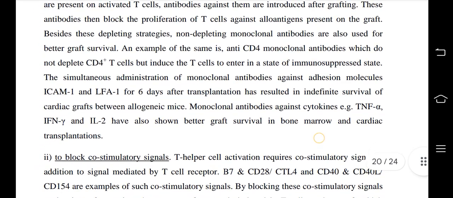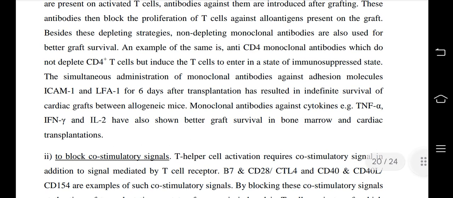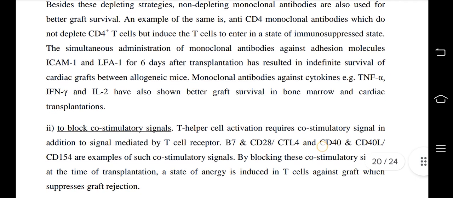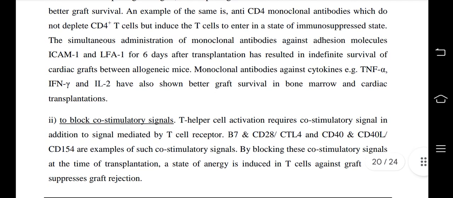Besides these depleting strategies, non-depleting monoclonal antibodies are also used for better graft survival. An example is anti-CD4 monoclonal antibodies, which do not deplete CD4 plus T cells but induce the T cells to enter an immunosuppressed state. The simultaneous administration of monoclonal antibodies against adhesion molecules ICAM1 and LFA1 for 6 days after transplantation has resulted in indefinite survival of cardiac grafts between allogeneic mice.